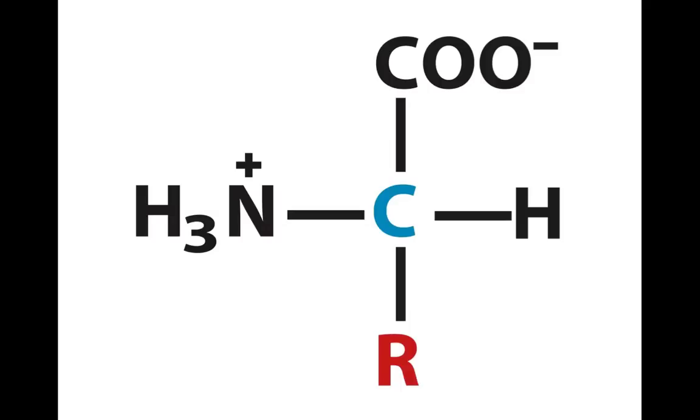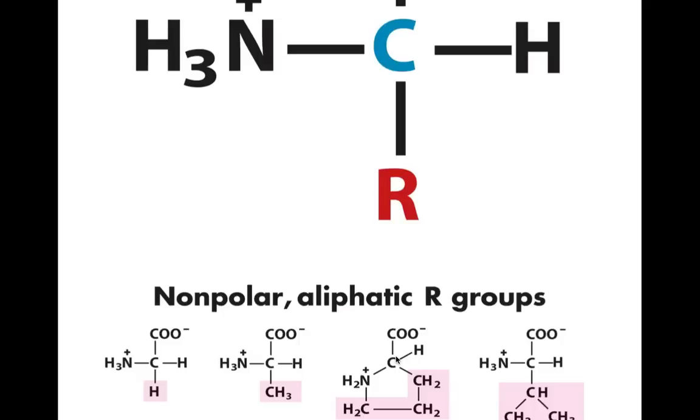You see that there is a carbon that is connected to a carboxyl group, an amino group, and a hydrogen. All amino acids will have these three groups connected to a carbon: a carboxyl group, an amino group, and a hydrogen. Where amino acids differ is with this R group. Amino acids differ because they have different R groups attached to them.